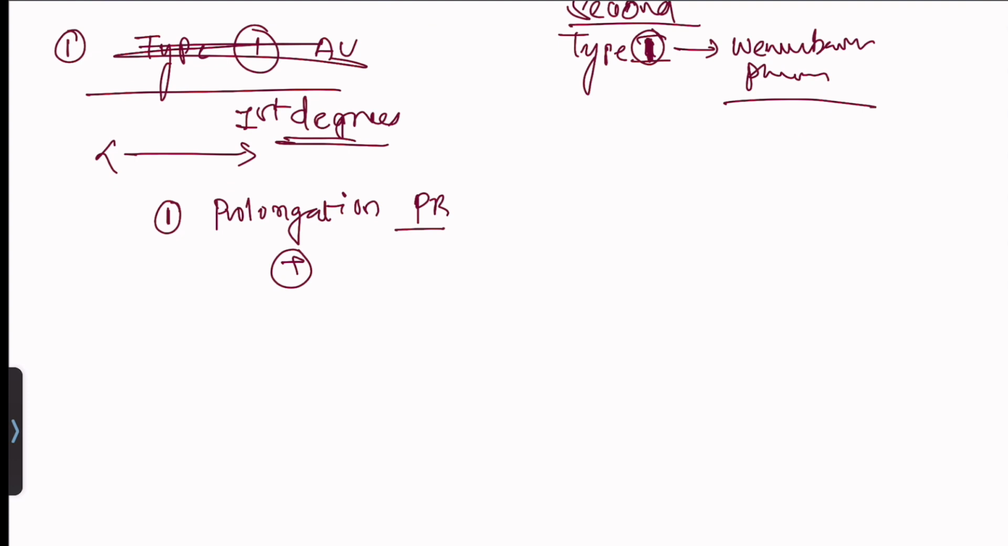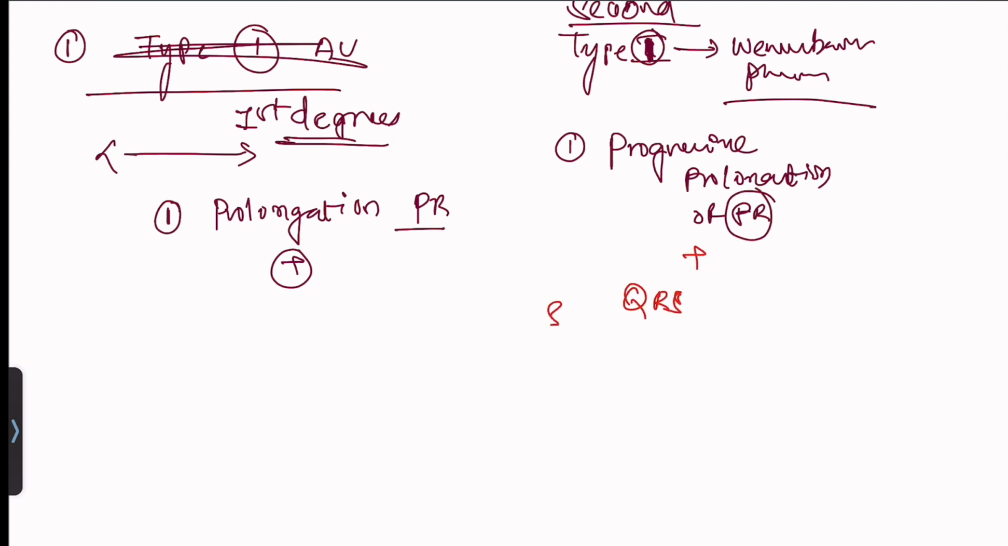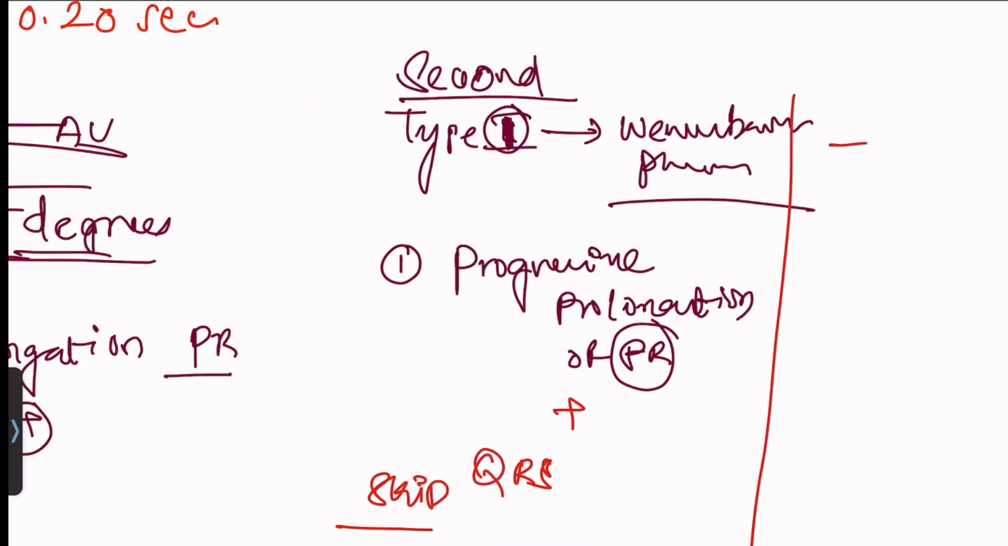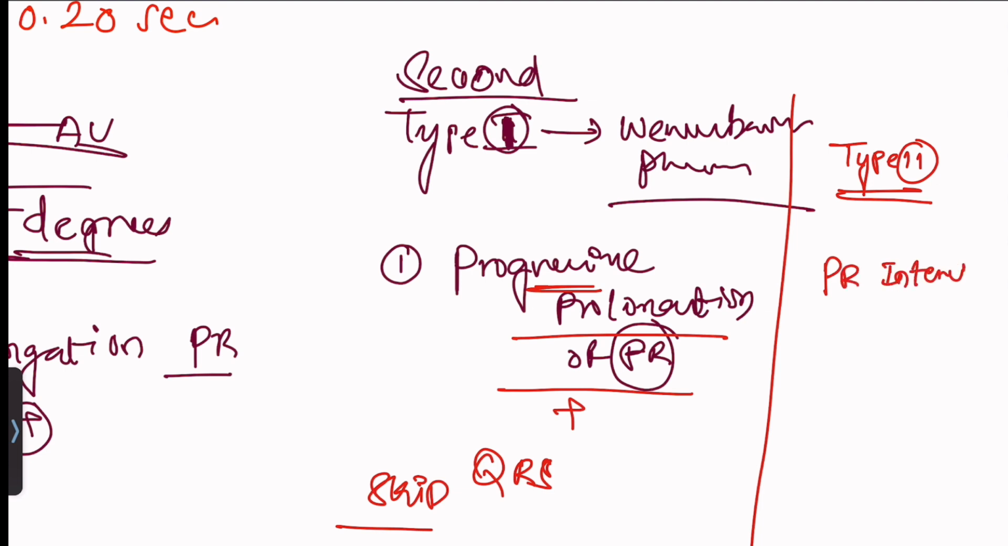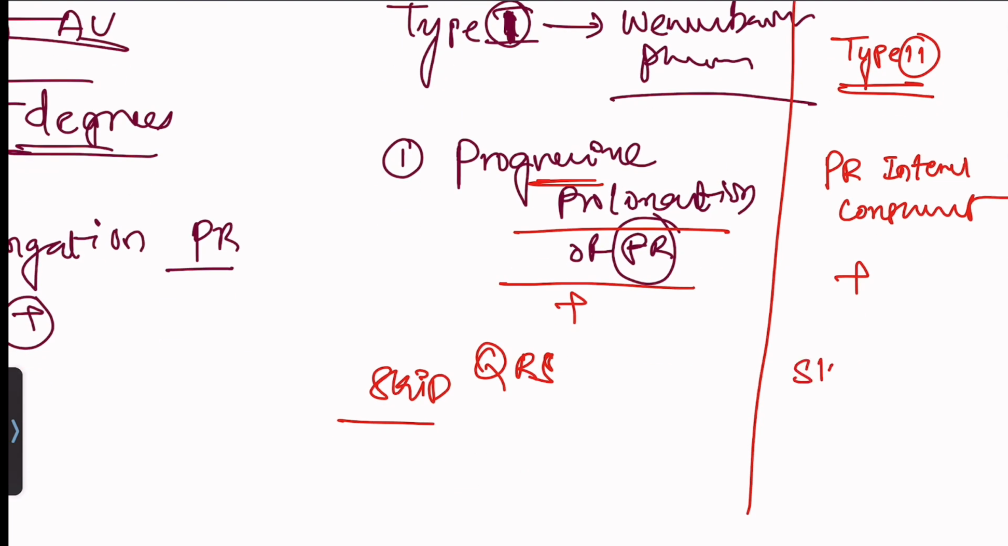right? Here there is a progressive prolongation of PR interval with a skip of QRS complex. Now let's differentiate type 2 and type 1. In type 1, there is a progressive prolongation of PR, but in type 2, the PR interval will be constant, but there is a skip of QRS complex.